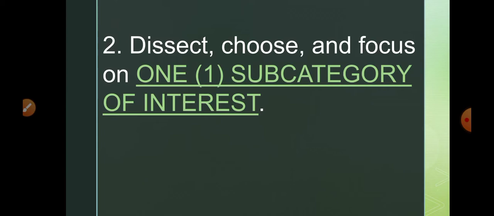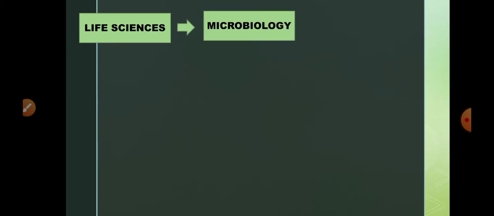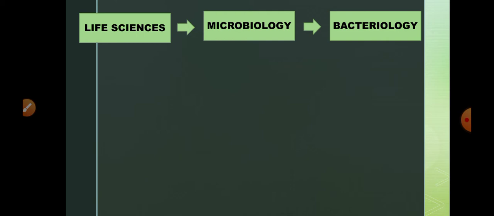So let's try to analyze the next situation. So we have here, okay, let's say we have chosen life sciences as our SIP category of interest. Now, after thorough consideration, let's say you identified that you wanted to focus on the study of microorganisms known as microbiology. However, microbiology, class, is still a broad discipline. So, we need a more specific area. So with that, you decided to focus on the study of bacteria, known as bacteriology.